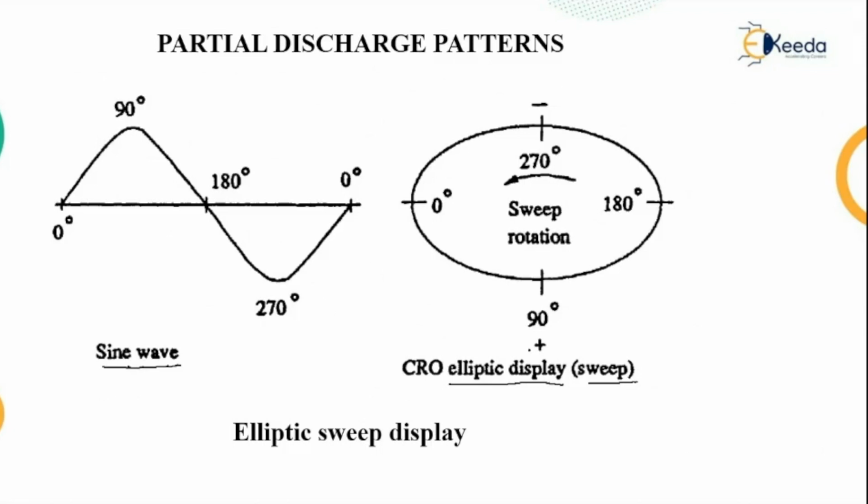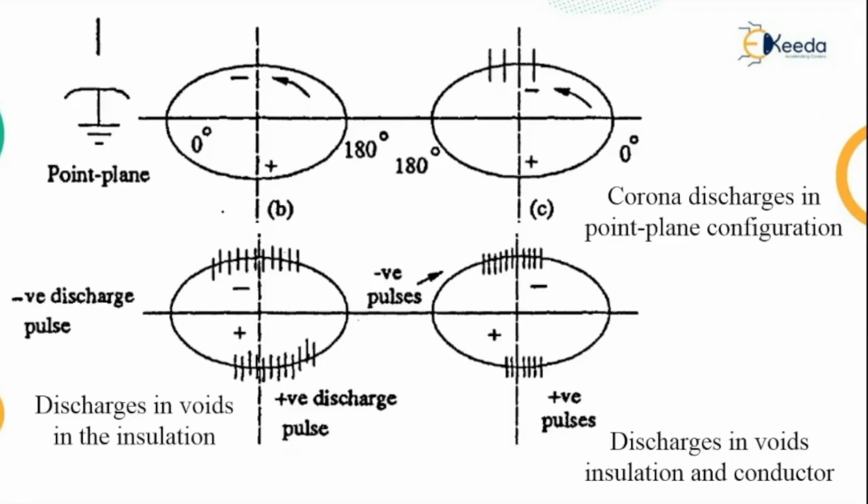The sinusoidal voltage and this ellipse pattern, which is shown, has a single corona pulse in a point plane spark gap. So you can see this is your point plane. Another end is grounded. So the corona discharge in point plane configuration is again shown as a sample in waveform B, and in waveform C.